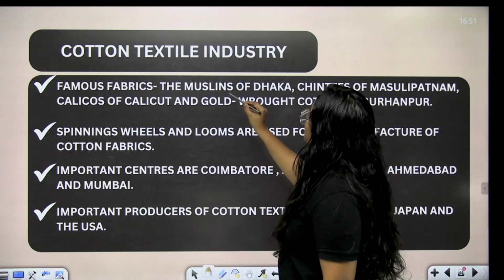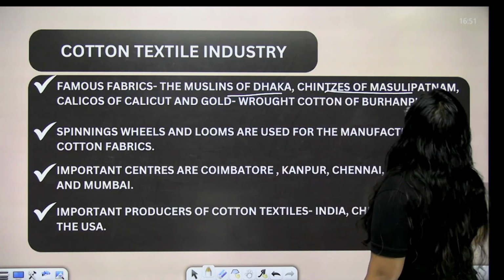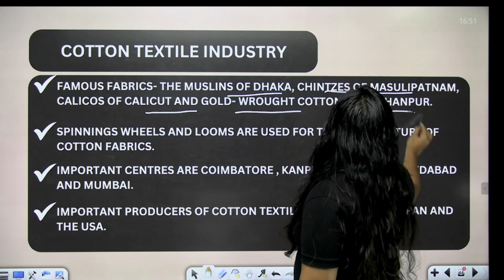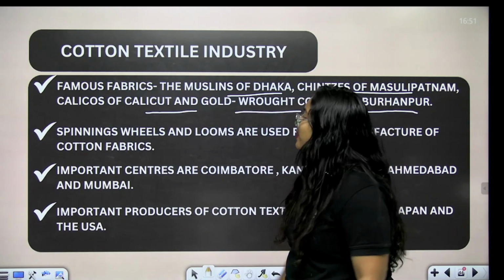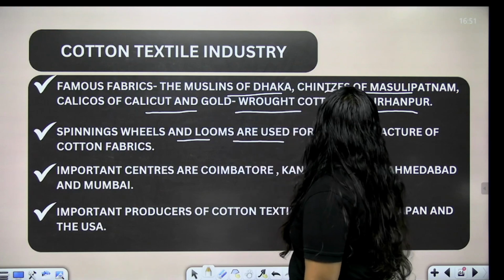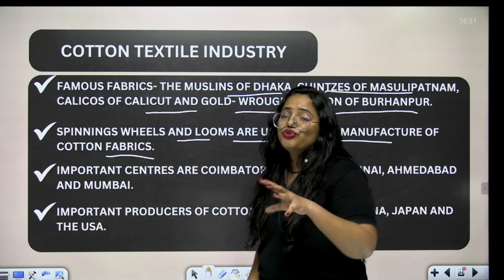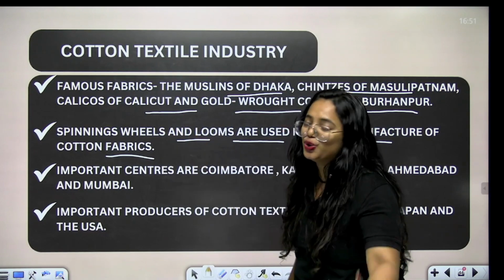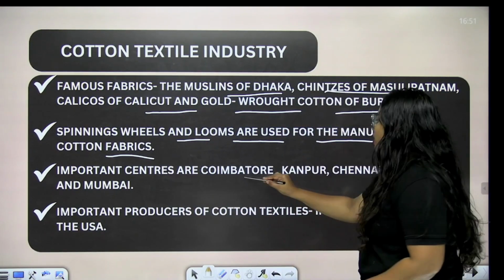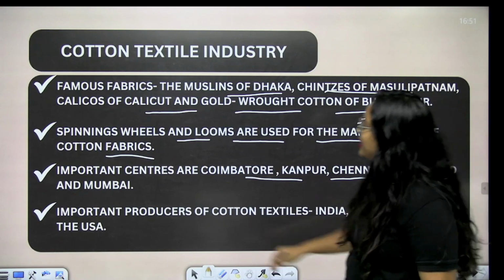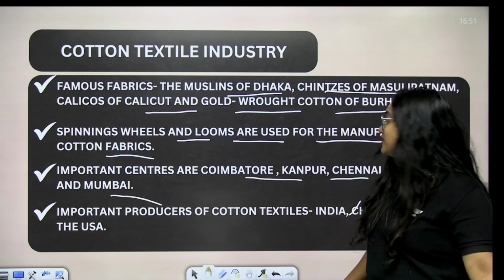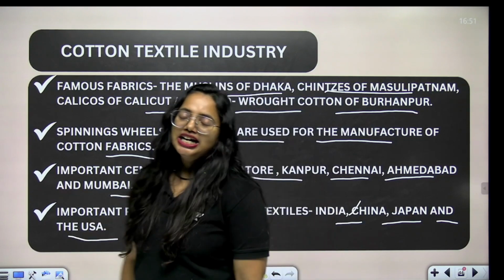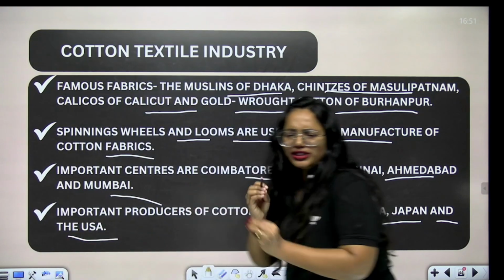Famous fabrics: the muslins of Dhaka, chintzes of Machilipatnam, calicos of Calicut, gold thread cotton of Burhanpur. Clear? Similarly, spinning wheels and looms are used for the manufacture of cotton fabrics. So if you want to manufacture these fabrics, we have to make use of spinning wheels and looms. Important centers are Coimbatore, Kanpur, Chennai, Ahmedabad and Mumbai. Important producers are India, China, Japan and the USA. Clear? Now let's learn a few more things about it.